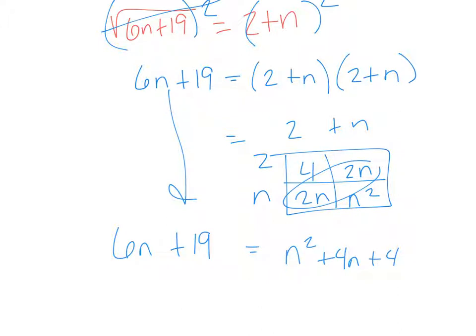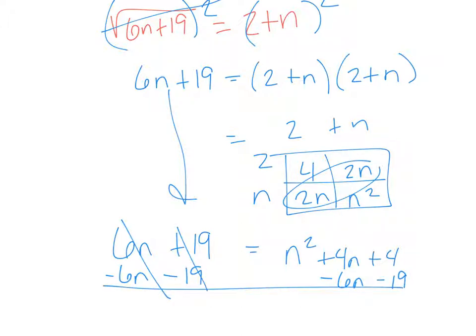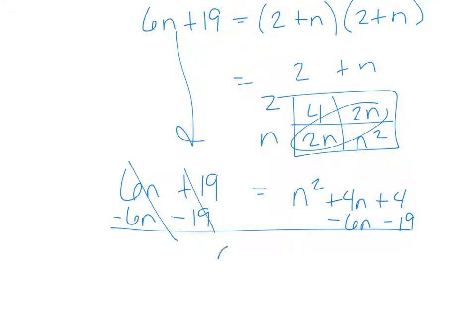Now, like I said in the previous problem, you want n squared in this case positive and equal to 0. On the side that it's at, it is positive, so I'm going to keep it there. But I want to set this equal to 0. So I'm going to subtract 6n and subtract 19. Those cancel and allow you to have the left side equal to 0. So you have n squared minus 2n minus 15.